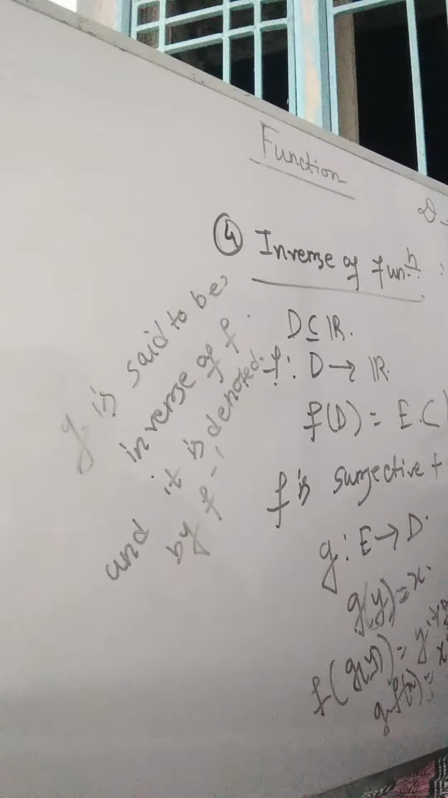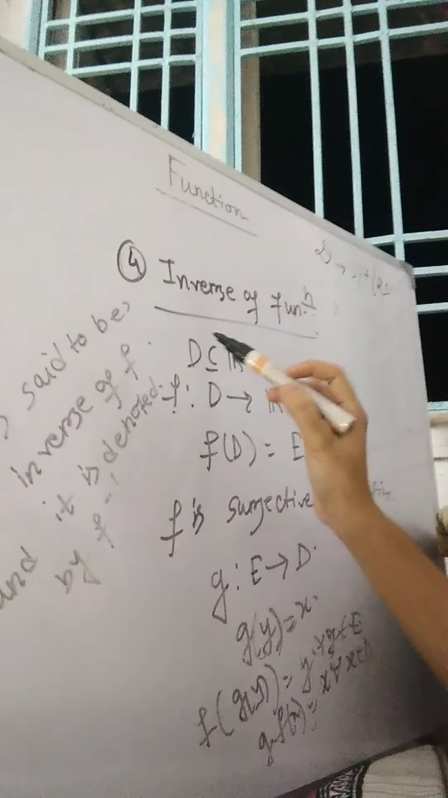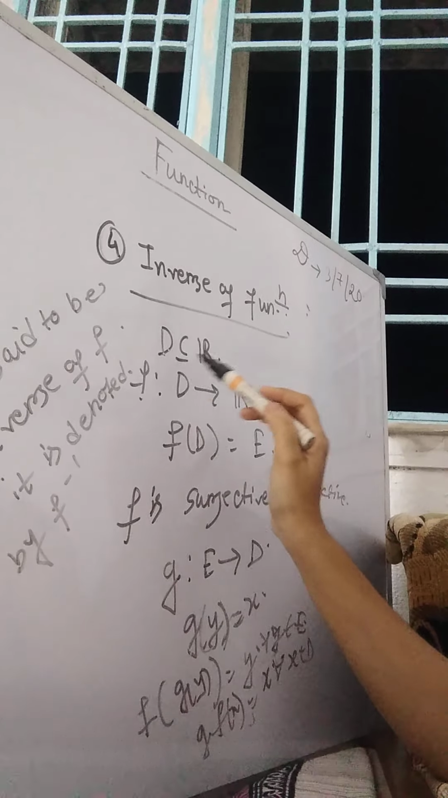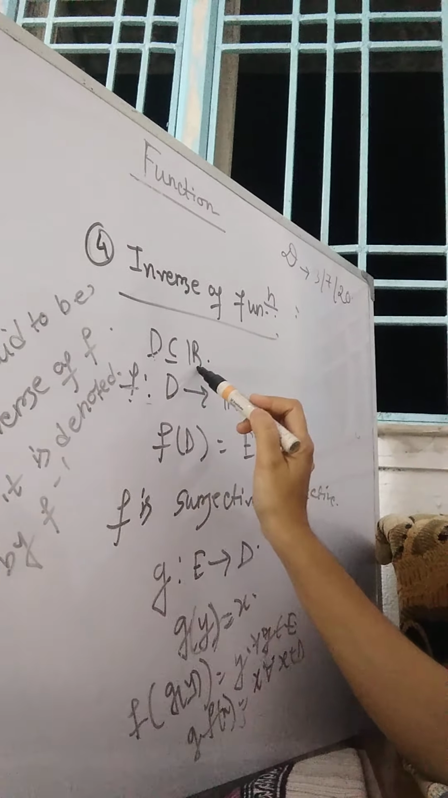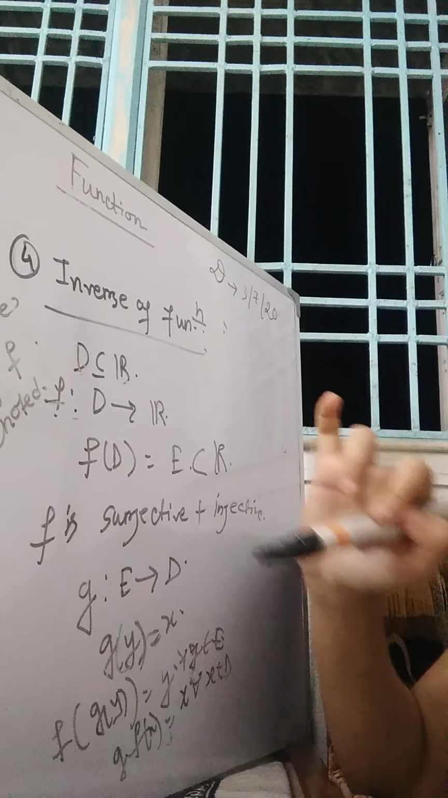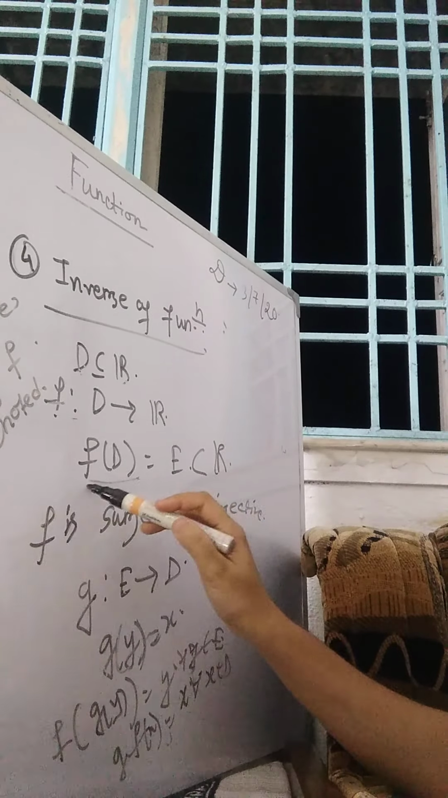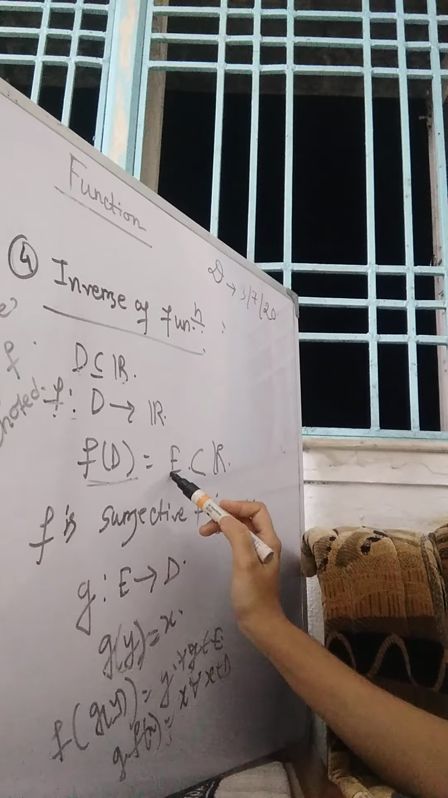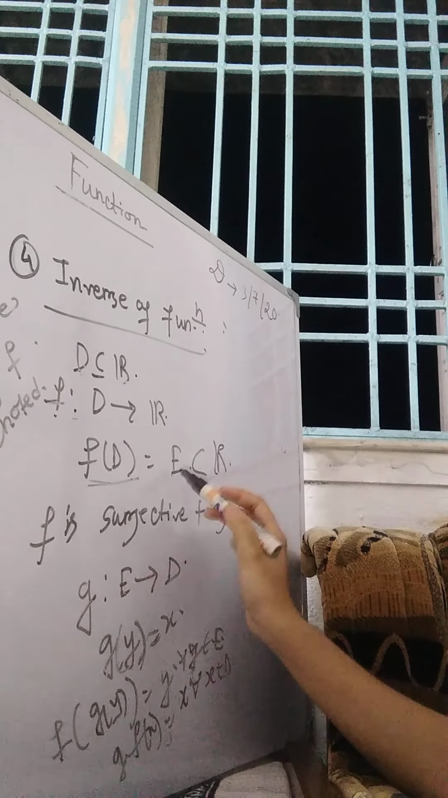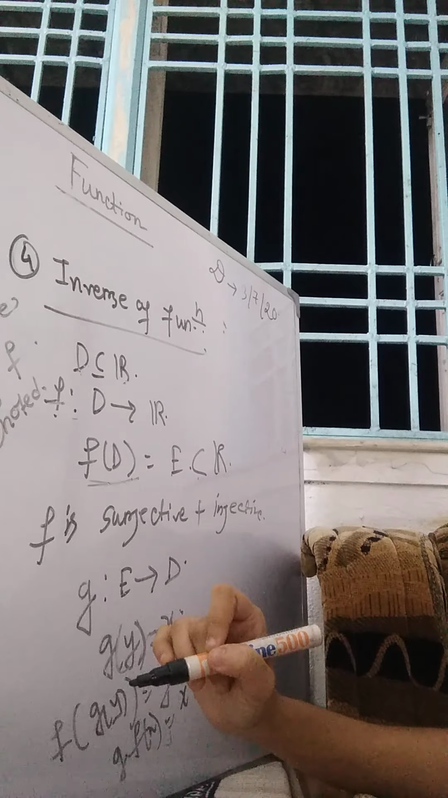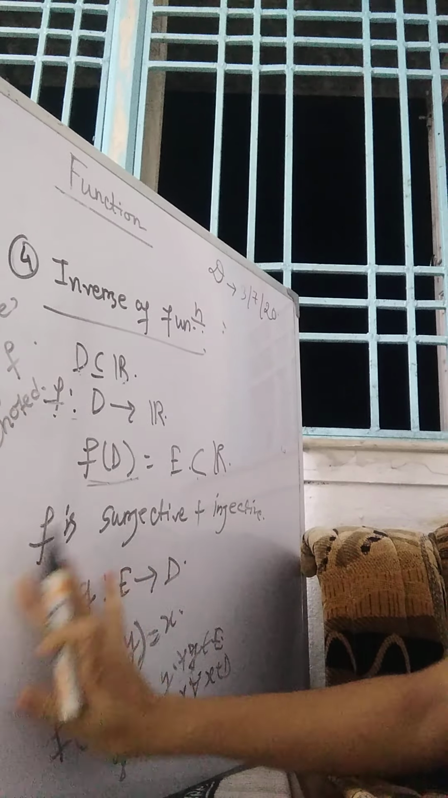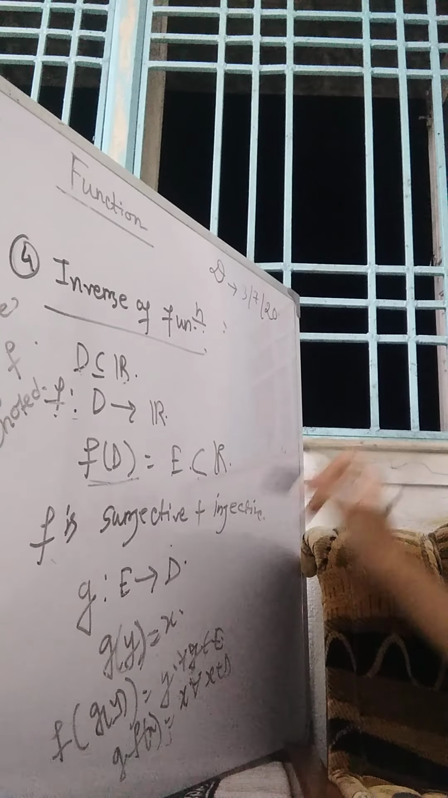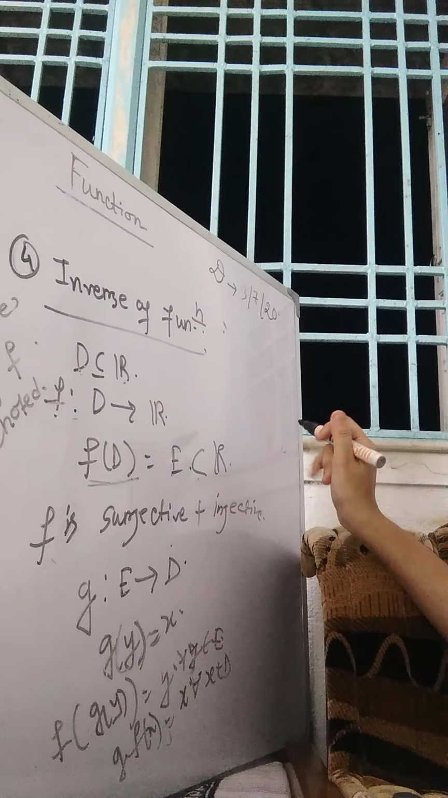Okay, that is a function from D to R, where D is a subset of R and D is the domain of the function, and f of D, that is the range of the function, is E, which is a proper subset of R, that is the surjective property. We already mentioned that f is both surjective as well as injective.